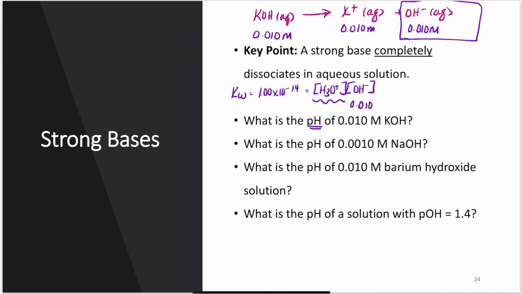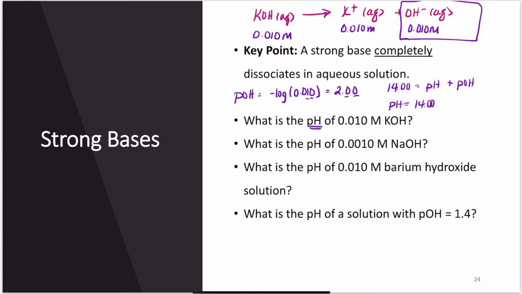That's fine. I don't care. Some people prefer that way. I do not prefer that way. What I prefer to do instead is find my pOH. So negative log 0.010. The negative log of 0.010 is 2.00, again, 2 sig figs, 2 decimals, and this is pOH. Now, I know that 14.00 equals pH plus pOH, so if I want pH, I've got to take 14.00 minus pOH, so 14 minus 2, 8.00.